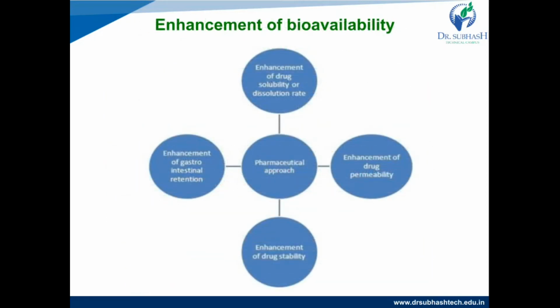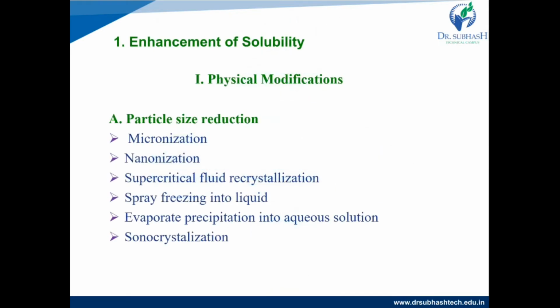Next, enhancement of bioavailability. Generally we can use four approaches to improve it. The first one is enhancement of drug solubility or dissolution rate. That is the main parameter for bioavailability improvement. If we increase the solubility and increase the dissolution rate, we can improve the bioavailability. Other than that, enhancement of drug permeability, enhancement of drug stability, and enhancement of GI retention. So these four approaches we can use for the enhancement of bioavailability. We can go through them one by one.